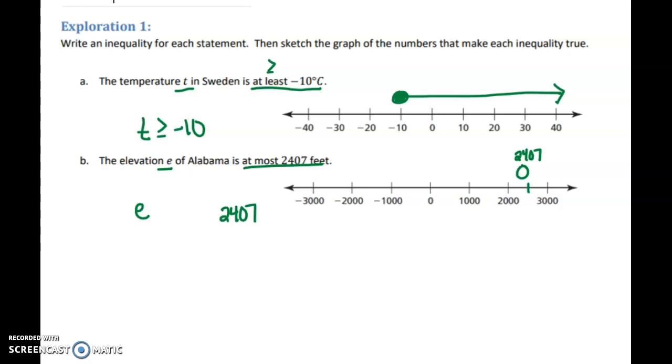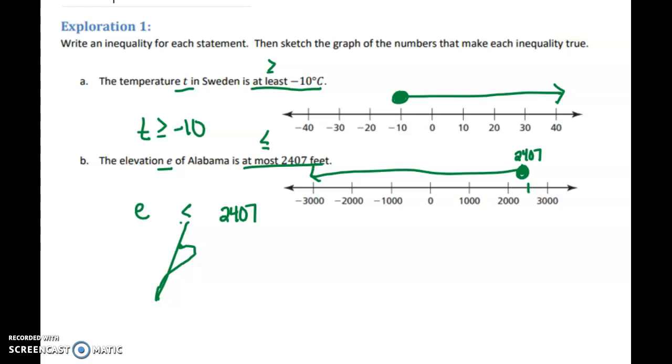Now, at most means it could be 2,407, but it could be less. So if it could be 2,407, we shade it in because it could be equal to. And then it could be less because at most means 2,407 or smaller. So less than or equal to is our symbol.